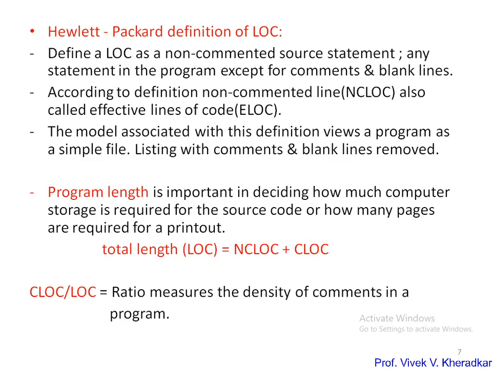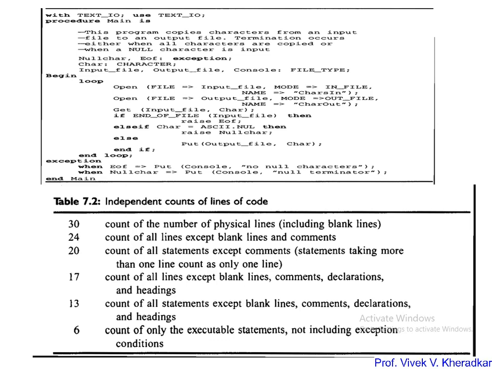So that's why this is one of the measures of LOC. Here is a program with some lines along with declarations and some comments. What counts have we measured in terms of LOC? The first count is 30, which represents the number of physical lines, including blank lines. So how many physical lines are present in your program? That is 30, the total lines of code, and that is one measurement.